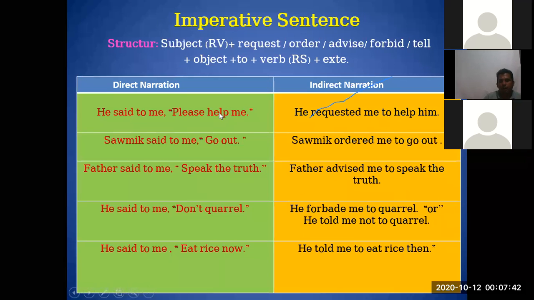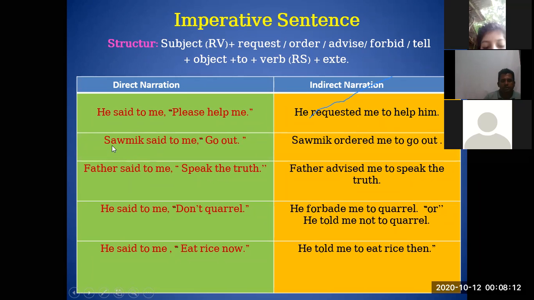Then we put the base form of verb. Then me is changed into him, because here me indicates he. So me is changed according to he, and me is an objective form. So the objective form of he is him. So the answer is, he requested me to help him.